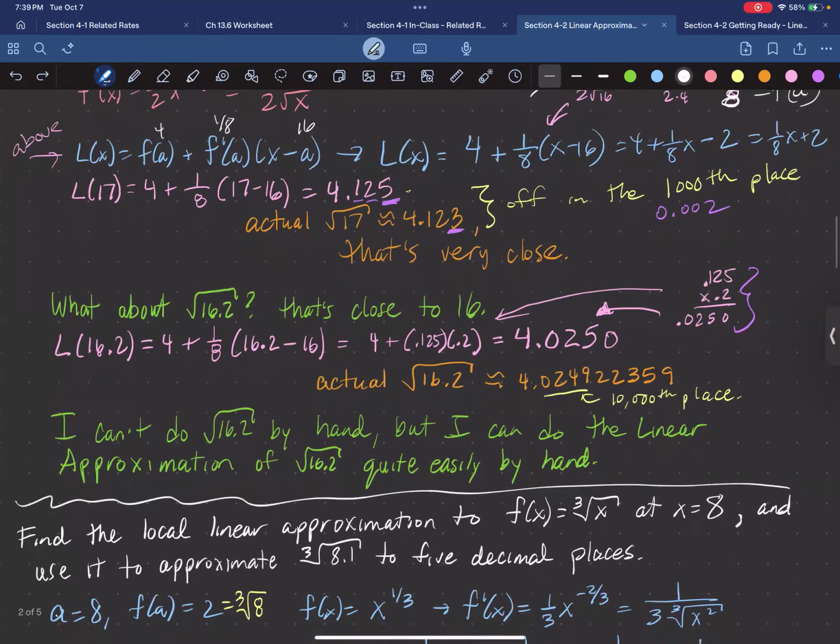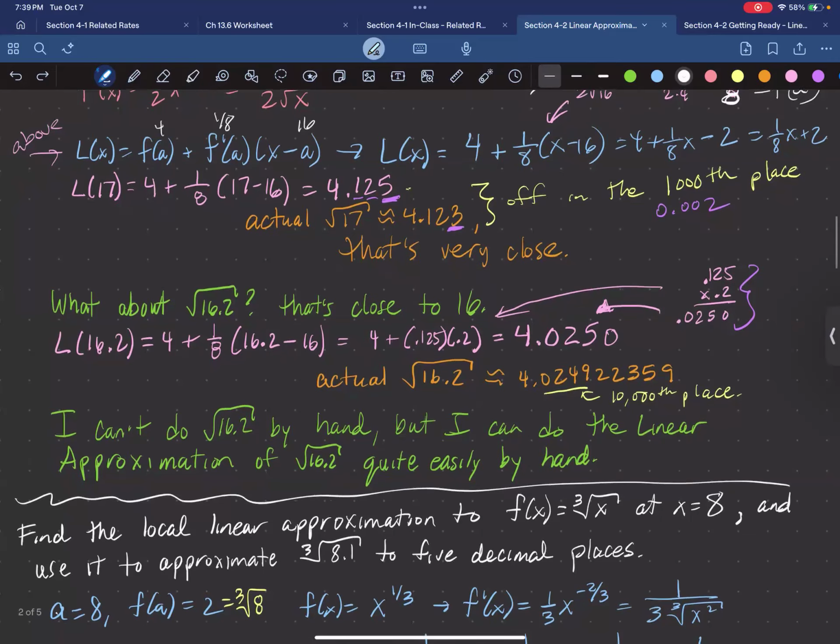If a equals 8, our exact value, if I plug in 8, the cube root of 8 is 2. So f of a is 2. If I take the derivative, I've got f prime of x is 1/3 x to the negative 2/3. And I rewrote that in the radical form with 3 times the cube root of x squared on bottom with 1 on top.